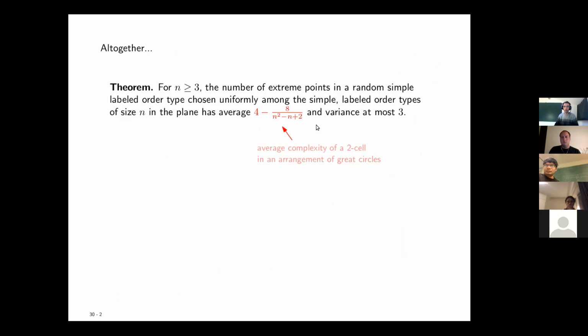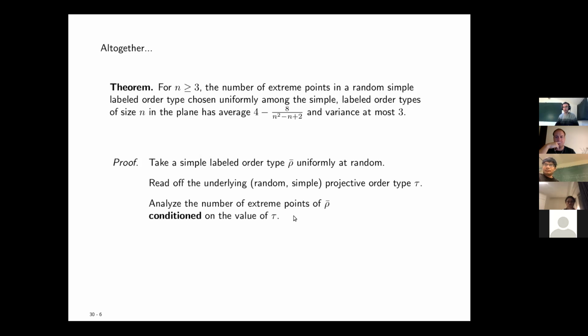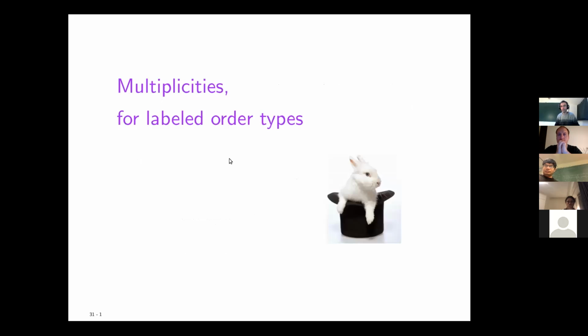So again, this is the average complexity of a two-cell in an arrangement of great circles. And this actually is the zone theorem, by the way. You take a simple labeled order type rho bar uniformly at random. With this uniform distribution, you read off the underlying projective order type. You analyze the number of extreme points of rho bar conditioned on the value of tau. And that's the averaging argument on the great circle. So you get this bound, and this is independent of tau. So in the total conditional probability, that's the result you will get. And that's it. Okay? So far, so good?